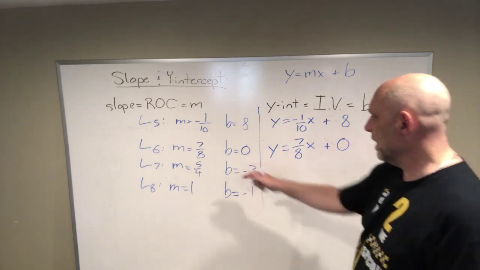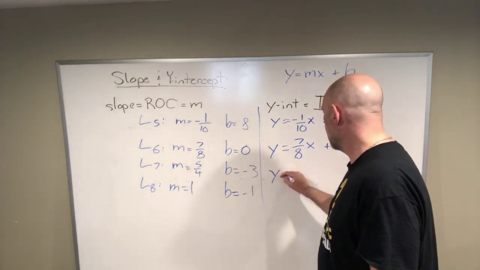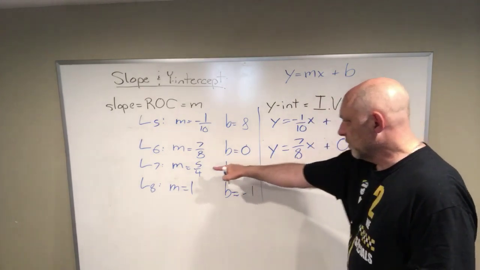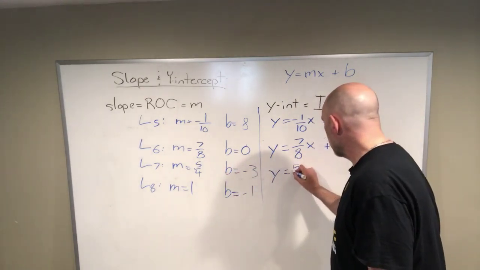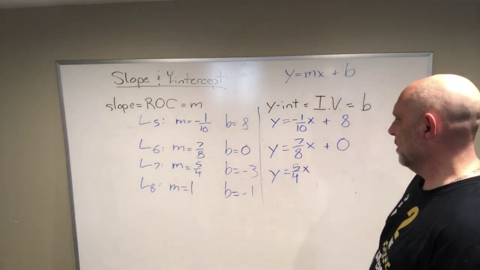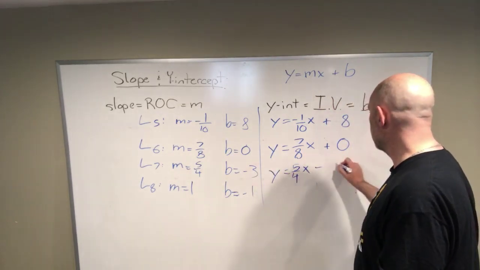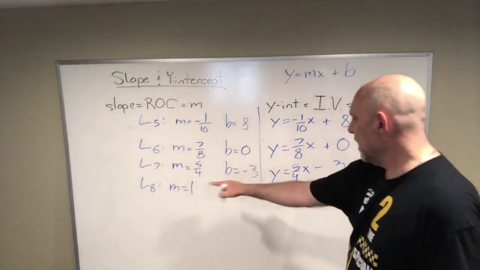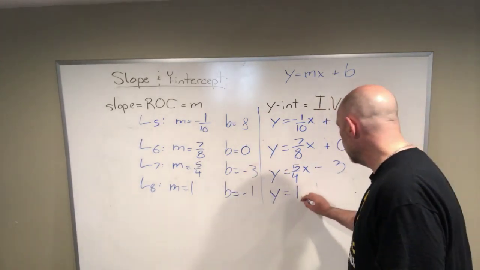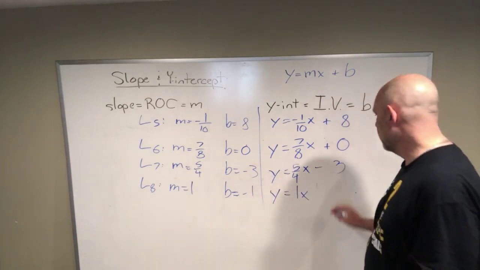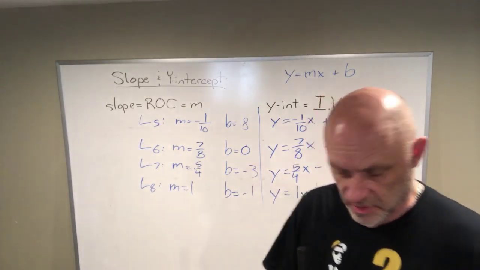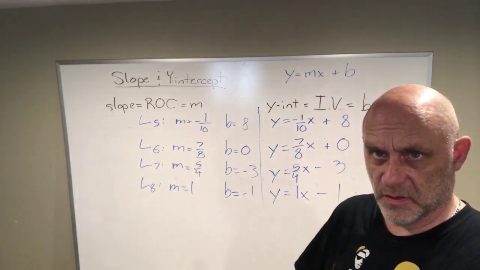Okay. Next one. Slope goes right beside x. The slope is 5/4 times x. Add the y-intercept at the end. And the last one, slope is 1, so it's 1x. Y-intercept is -1. Done. It's easy. It's just filling in stuff. Just pulling out information, filling in stuff.